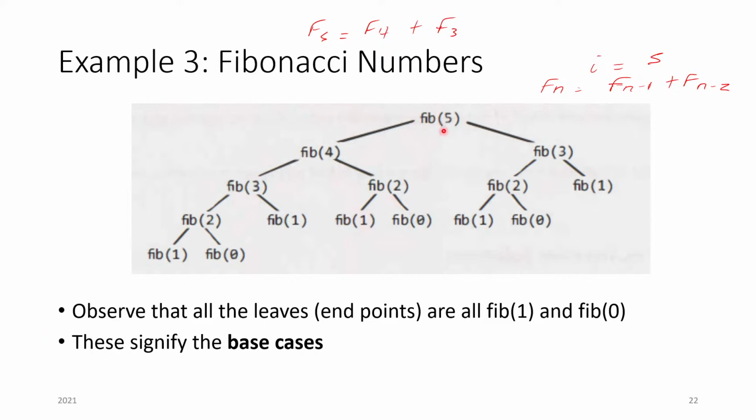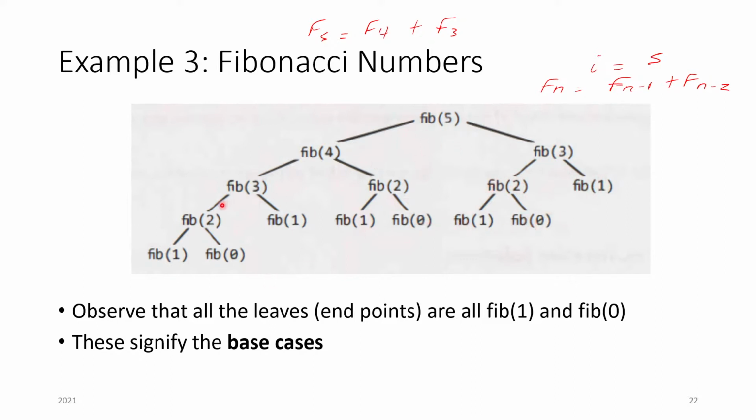So for fib of 5 here, that means we need to have a fib of 4 and a fib of 3. Now, for fib of 4, that also means that we're going to have fib of 3 and fib of 2. For fib of 3 here, we need fib of 2 and fib of 1. And for fib of 2, we have fib of 1 and fib of 0, 1 and 0 here being our base cases. Similarly, on the right-hand side of the tree, we had fib of 3 here. So this fib of 3 will go to fib of 2 and fib of 1. Once we hit fib of 1, we basically end because that's the base case. And fib of 2 here, we have fib of 1 and fib of 0 as well.